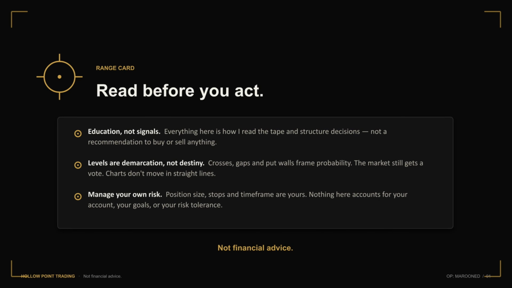Before we begin, please remember that this content is for educational purposes only. It is not a recommendation to buy or sell any assets. Always manage your own risk.